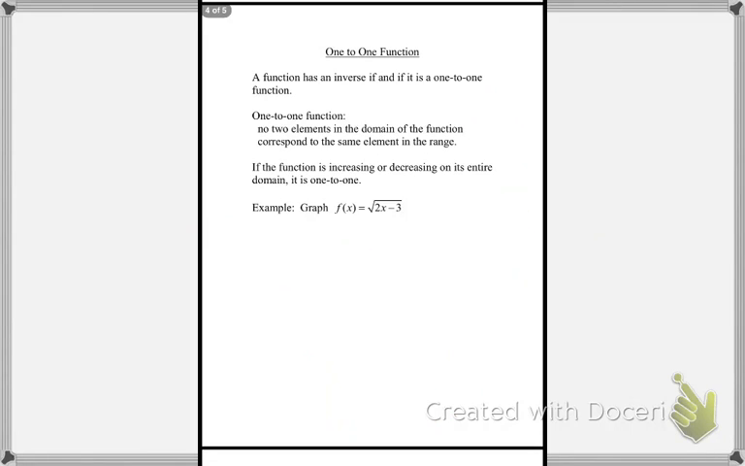A function is said to have a true inverse if and only if it is a one-to-one function. A one-to-one function says it has to pass a vertical line test as well as a horizontal line test. The inverse must be a function. Therefore, when you look at this, no two elements of the domain will repeat, and no two elements of the range will repeat.